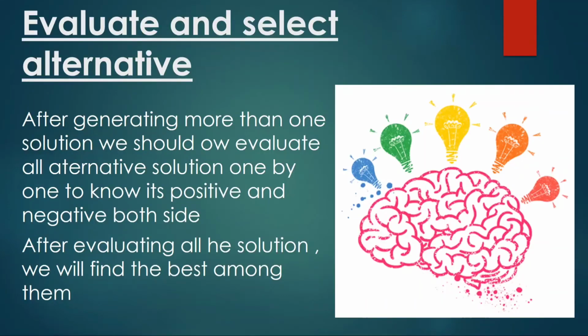So we start evaluating. That is our third step: evaluate and select alternatives. After generating more than one solution, we should evaluate. The word is written wrong here, please ignore. We should evaluate all alternative solutions one by one to know both their positive and negative sides. Means we are having different types of solutions, and we can't solve a problem with every solution because every solution is not perfect.